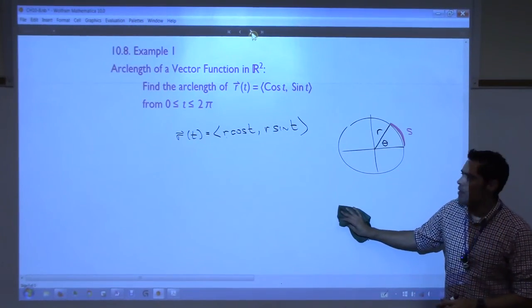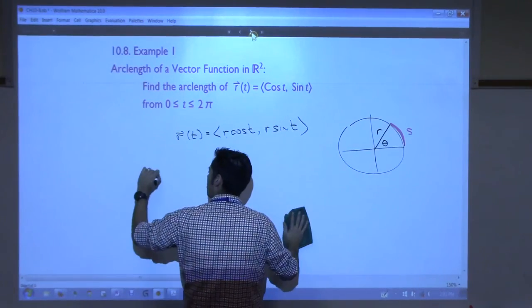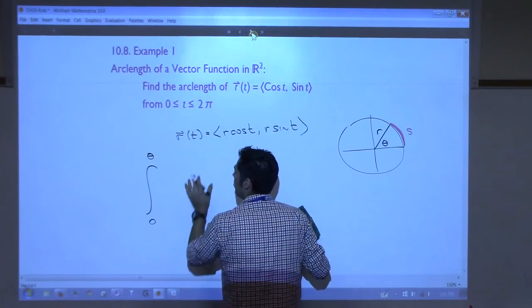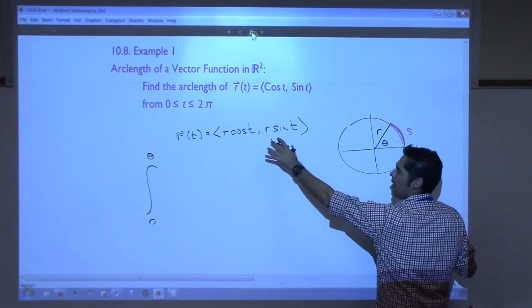If I wanted to find the length, that length right there, I would still go integral, I'd still go 0 to theta, right? And I'd need to find the magnitude of the derivative of that. So let's do a quick derivative on that one. What's the derivative?